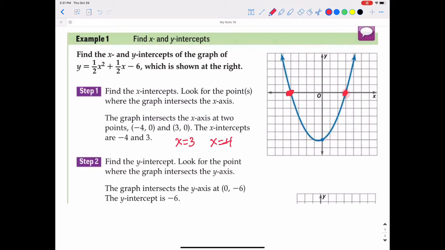To find the y-intercept, we're going to see where it crosses the y-axis, and it crosses the y-axis down there. So there's only one y-intercept, and that y-intercept is going to be negative 1, negative 2, negative 3, negative 4, negative 5, negative 6. So a y-intercept of negative 6.